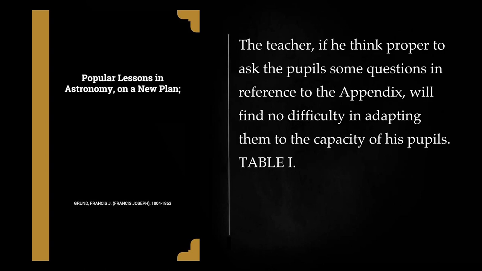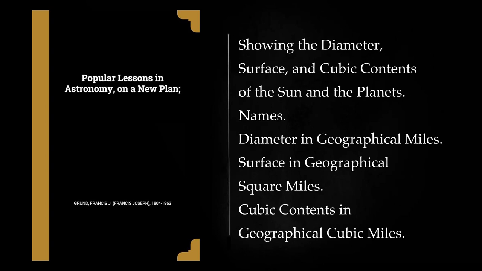The teacher, if he think proper to ask the pupil some questions in reference to the appendix, will find no difficulty in adapting them to the capacity of his pupils. Table 1. Showing the diameter, surface, and cubic contents of the Sun and the planets. Names. Diameter in geographical miles. Surface in geographical square miles. Cubic contents in geographical cubic miles.